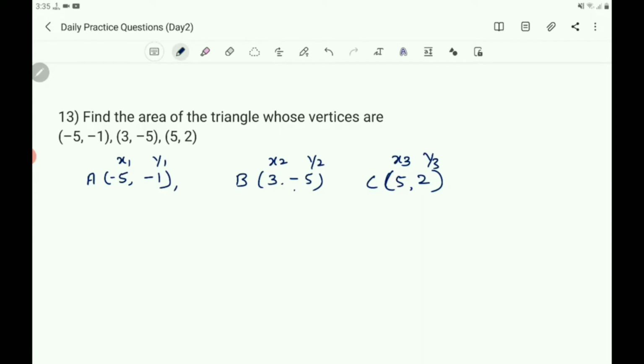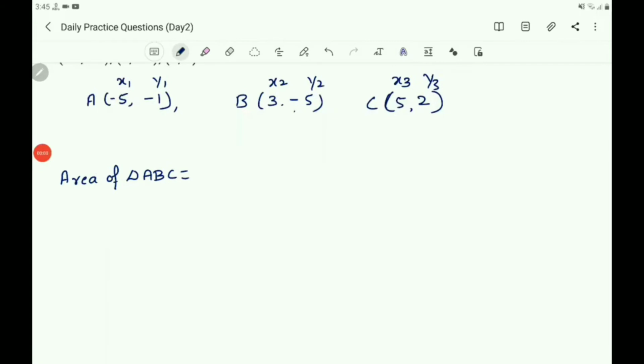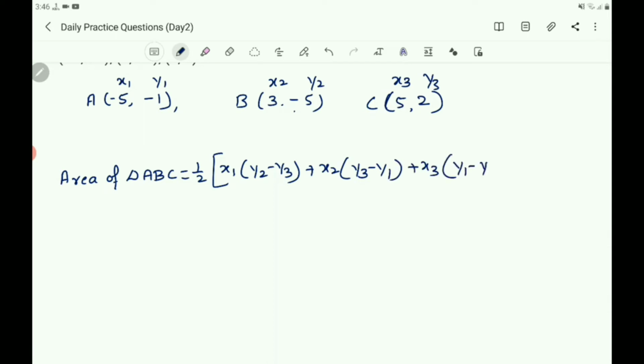Then you write the formula for the area of the triangle when 3 vertices are given. Area of triangle ABC equals half into x1 into y2 minus y3 plus x2 into y3 minus y1 plus x3 into y1 minus y2. Write the values here.